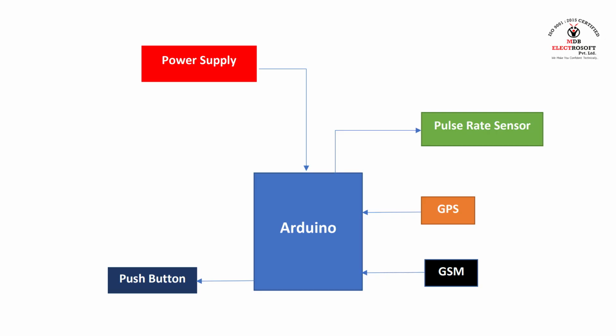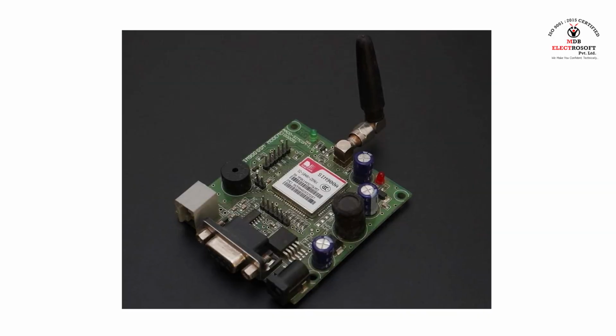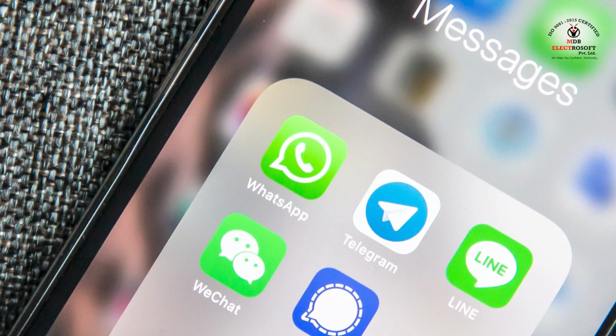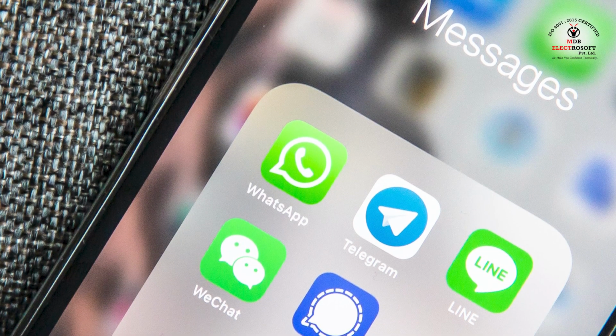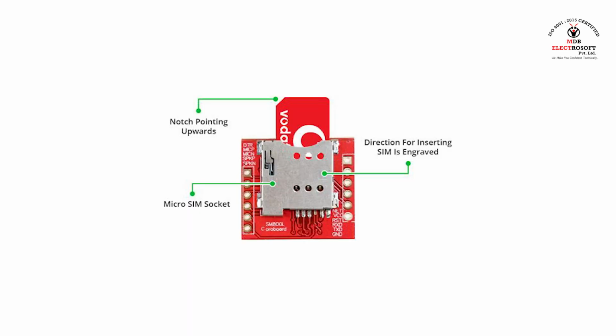Then we are having GSM module. GSM stands for Global System for Mobile Communication. With the help of this GSM module, we can do mobile communication such as SMS, texting, calls. We can do all these activities with the help of GSM module. The GSM module allows us to use a SIM card with the help of our electronic devices.